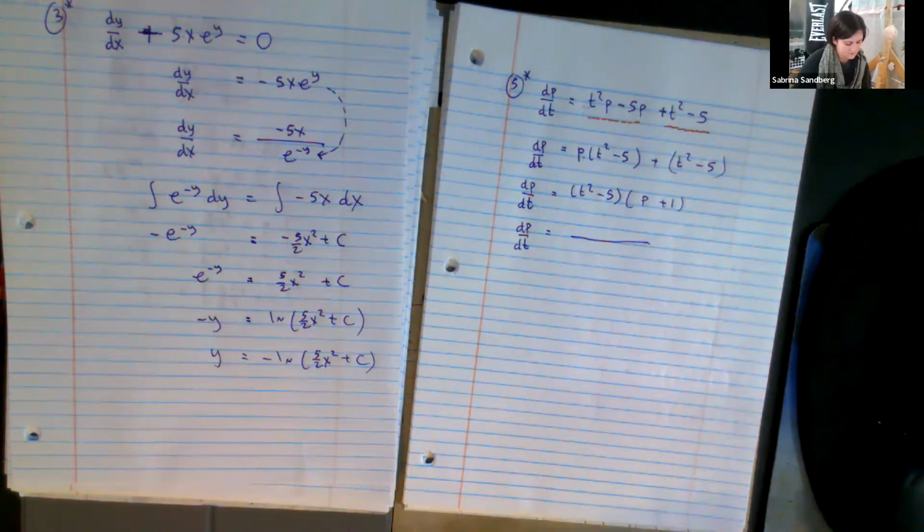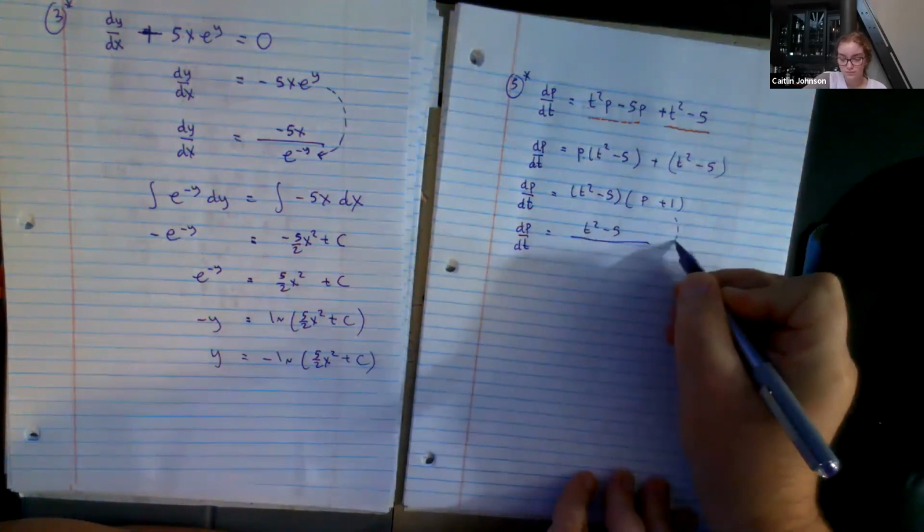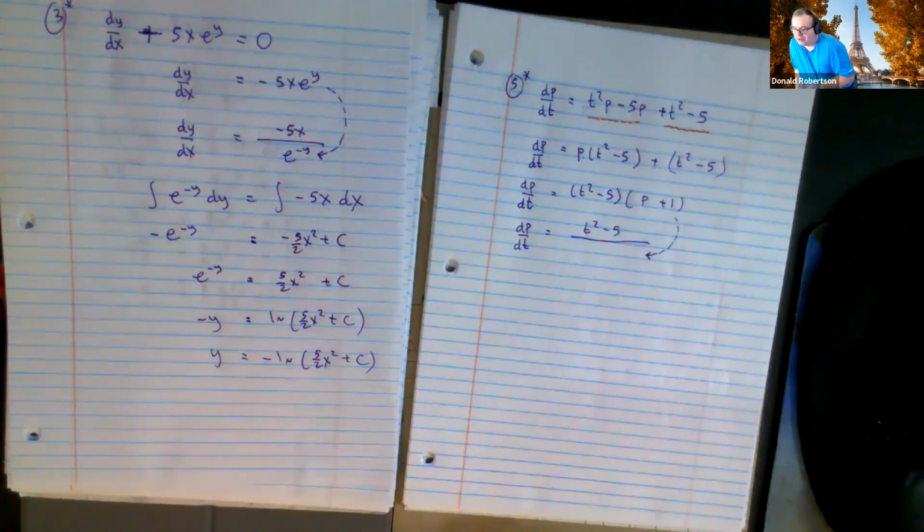T squared minus 5. Okay. Now, won't this p plus 1 end up in the bottom? And we know there's two choices here. Isn't there a p plus 1 to the negative 1 or a 1 over p plus 1, right? That's the two ways we could go. Which of those two versions do you think is going to be most helpful when we go to the next line and integrate?